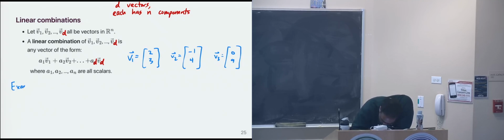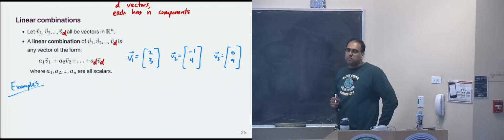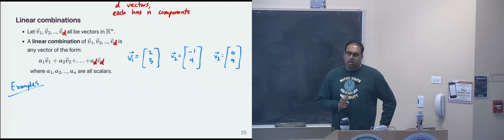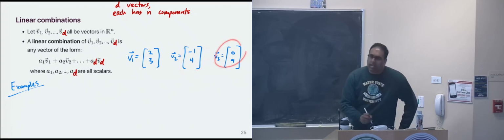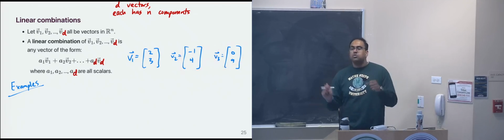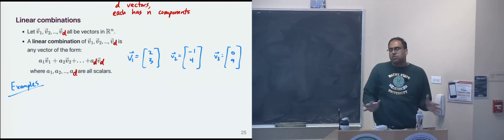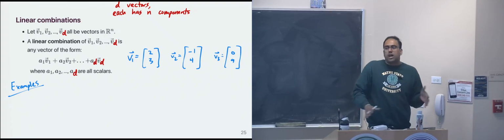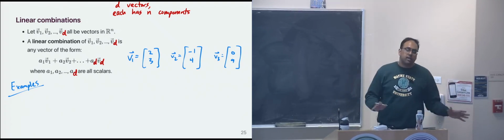Let's look at some examples of linear combinations of v1, v2, and v3. How many linear combinations are there of v1, v2, and v3? Infinitely many, right? I could do any number times this, plus any number times this, plus any number times this, and the result will be a new 2-dimensional vector. Okay, the key is no matter how many 2-dimensional vectors I have, if I add and subtract them, the result is always going to be another 2-dimensional vector.